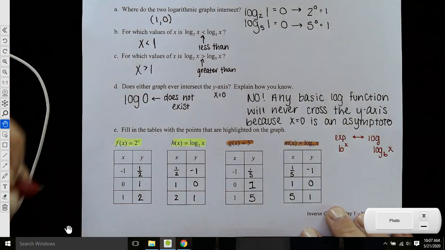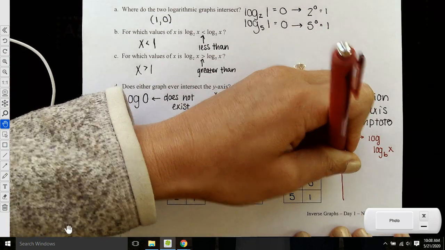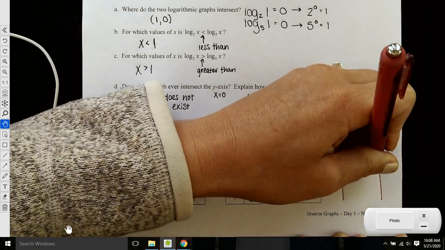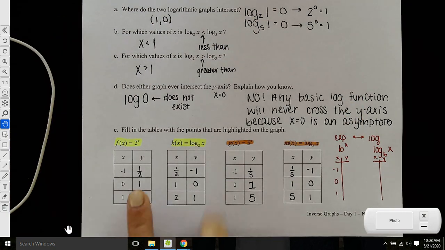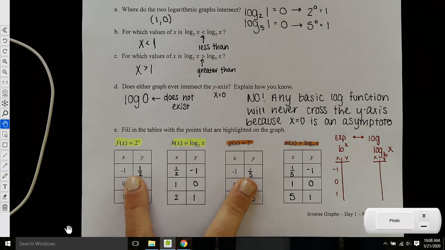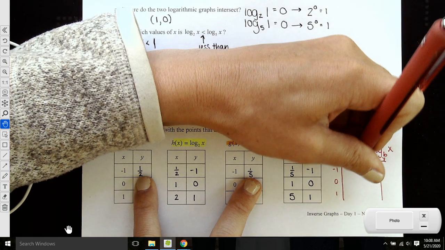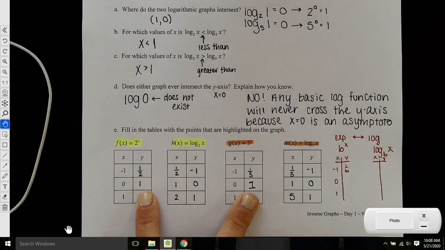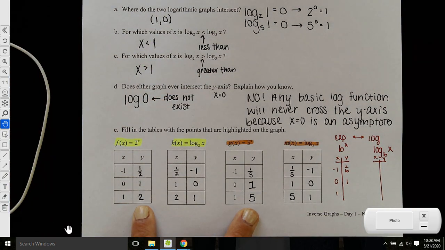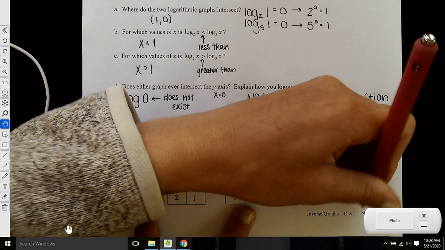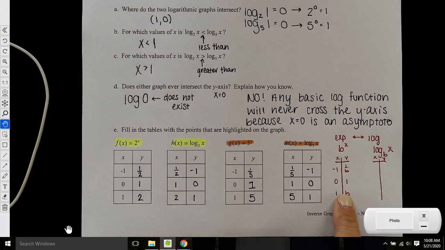For exponential, we always start with those 3 key points: negative 1, 0, 1. If you notice in these two exponential functions, whenever you have x equals negative 1, the y value is 1 over the base. So I'm going to call that 1 over b. If you have the value 0 for x, the y value is always 1. And if you have the x value of 1, your y value is the base. So this basic table here, (negative 1, 1 over b), (0, 1), and (1, b), is your basic exponential table with those 3 key points.